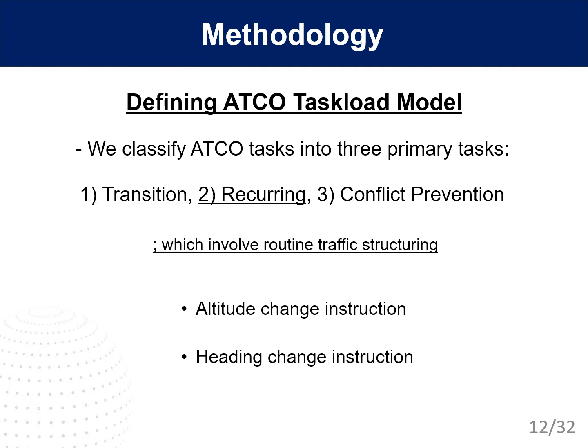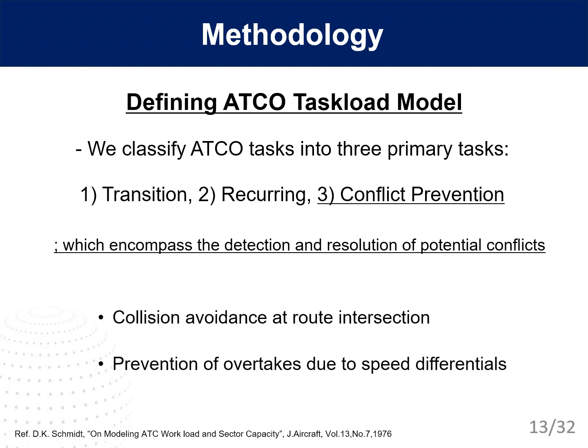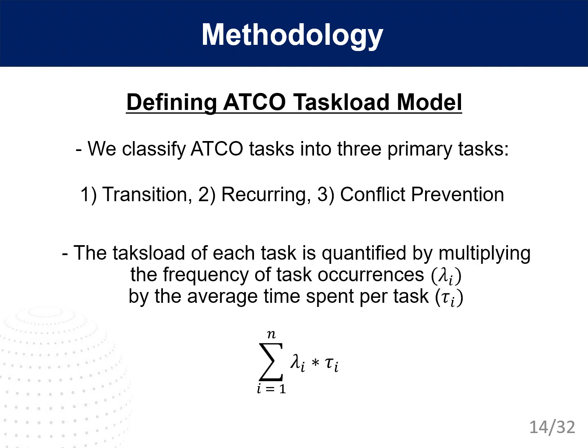Next, recurring tasks, which involve routine traffic structuring. These tasks include altitude and heading change instructions. And conflict prevention tasks, which encompass the detection and resolution of potential conflicts. This includes conflict avoidance at route intersections and prevention of overtakes due to speed differentials along the same route.